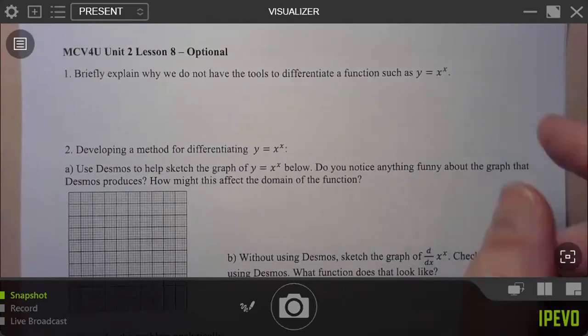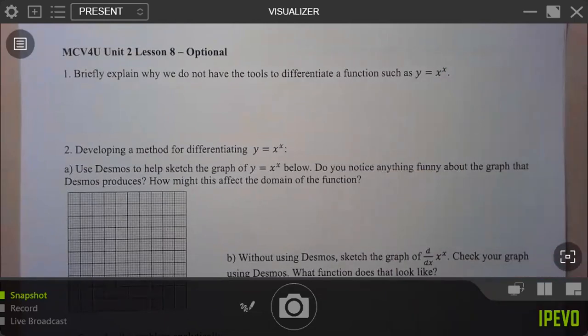And maybe focus on the exponent there. What might cause problems in the exponent? And I'll give you a hint. We had this problem when we started considering exponential functions.